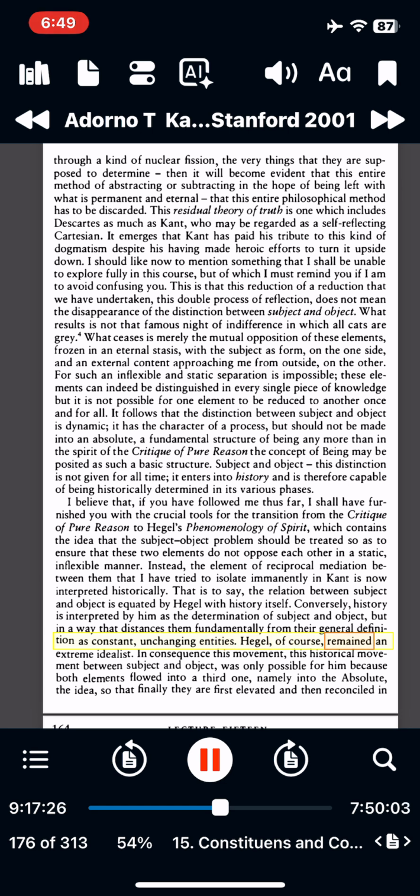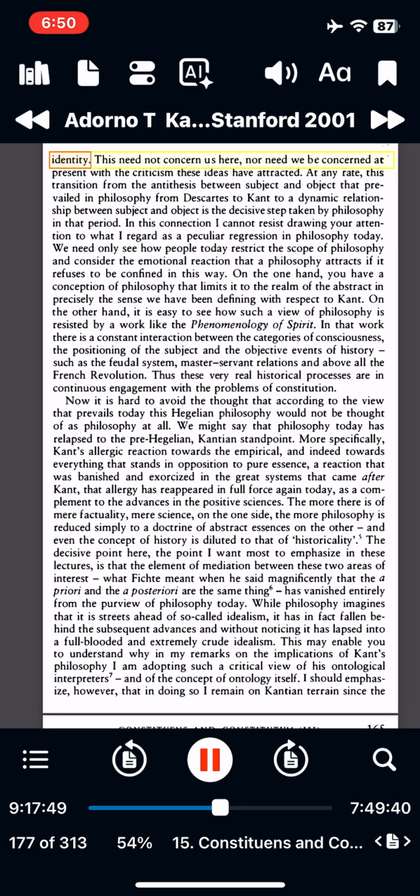Hegel, of course, remained an extreme idealist. In consequence, this historical movement between subject and object was only possible for him because both elements flowed into a third one, namely into the absolute, the idea, so that finally they are first elevated and then reconciled in identity. This need not concern us here, nor need we be concerned at present with the criticism these ideas have attracted. At any rate, this transition from the antithesis between subject and object that prevailed in philosophy from Descartes to Kant to a dynamic relationship between subject and object is the decisive step taken by philosophy in that period.